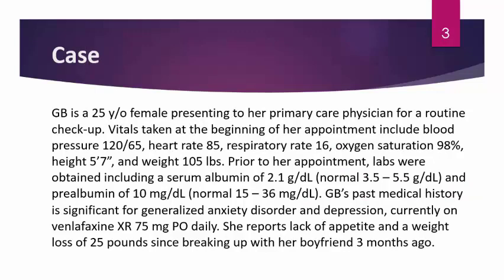GB is a 25-year-old female presenting to our primary care physician for a routine checkup. Vitals taken at the beginning of her appointment include blood pressure 120/65, heart rate 85, respiratory rate 16, and oxygen saturation 98, with a height of 5'7" and a weight of 105 pounds.